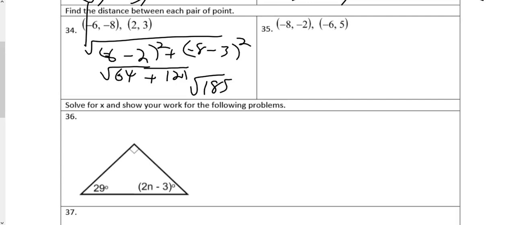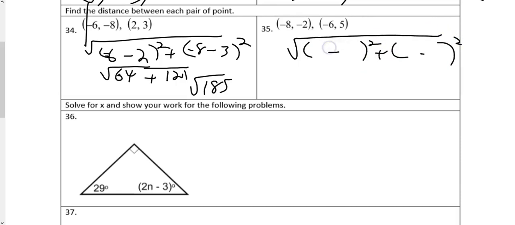All right, here we're going to have that double negative. So you definitely want to do this first. Make your outline, your skeleton, whatever you want to say, and then fill it in. Negative 8 minus negative 6. This is where people screw up and put negative 8 minus 6. But it's going to be plus 6. And then negative 2 minus 5.